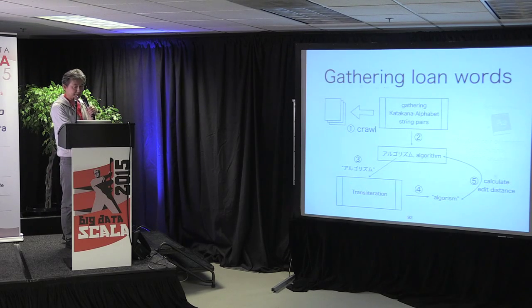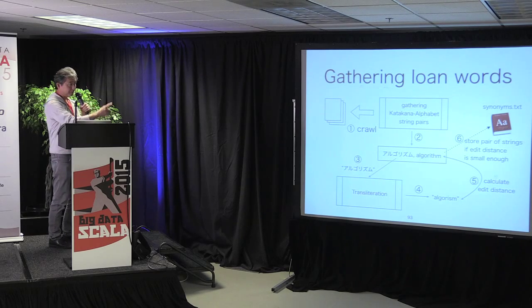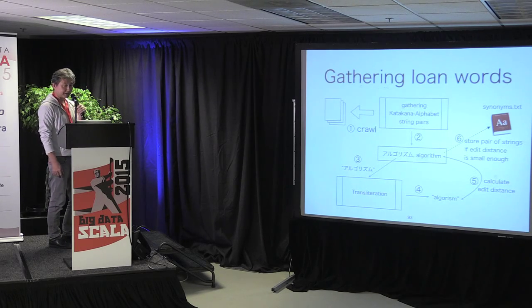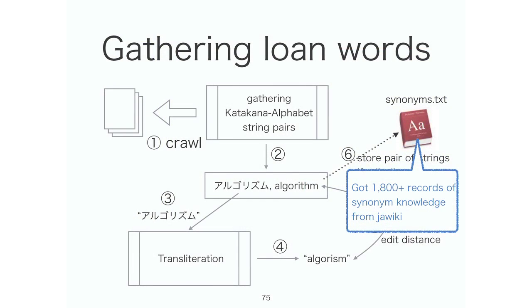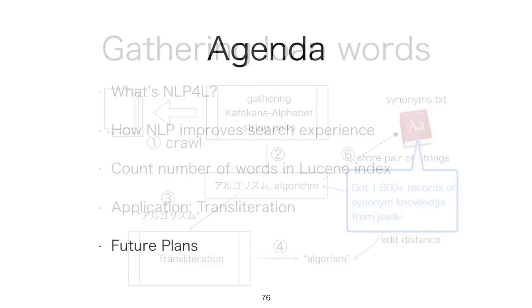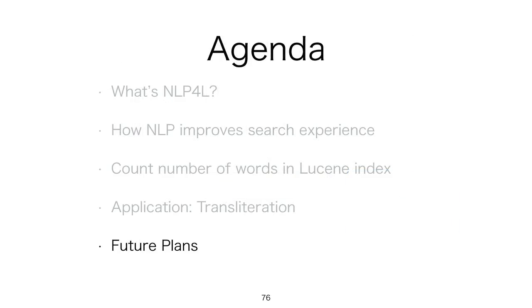If the edit distance between the collected and predicted English words is less than a certain threshold, the program stores the collected pair of katakana and English words to the dictionary. This dictionary is called a synonym dictionary and can be used in Apache Solr in order to increase recall. I got more than 1,800 synonym records from Japanese Wikipedia. This concludes the introduction of current NLP4L tool.